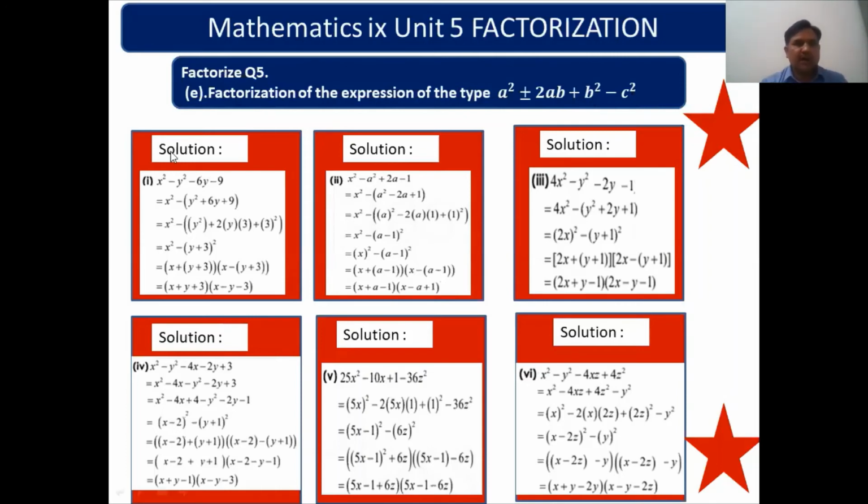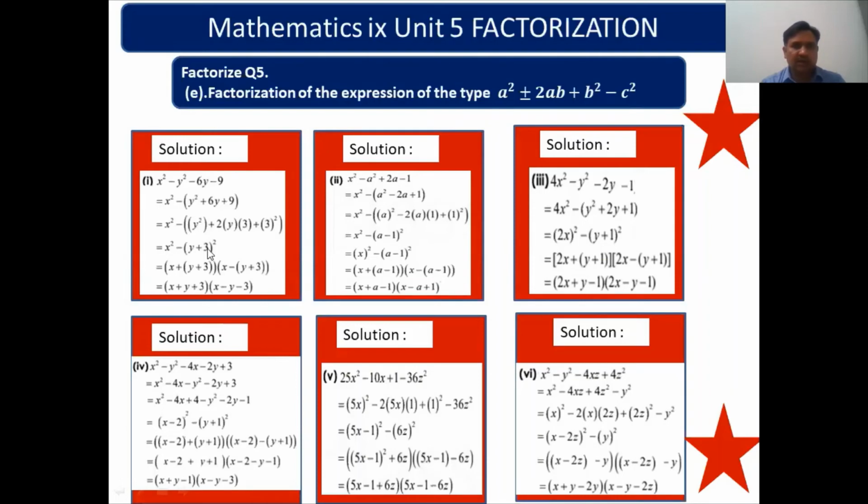First part, x square minus y square minus 6y minus 9. The last three terms we can take minus as a common, and after taking minus common, we have this expression. This expression can be written as y square, and 9 can be written as 3 square. So 2y and 3, first term and second term. This expression in closed form can be written as y plus 3 whole square. So this is x square minus y plus 3 whole square.